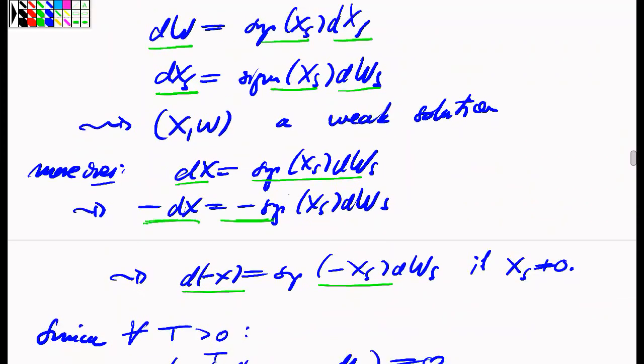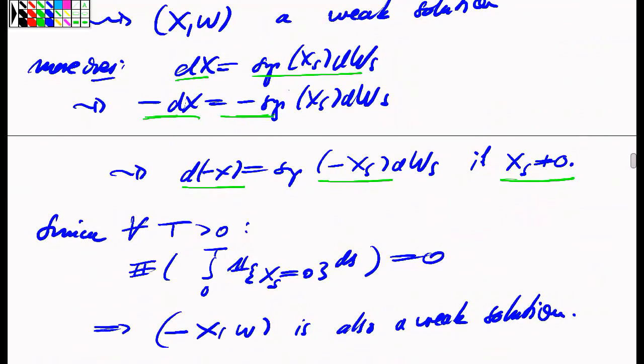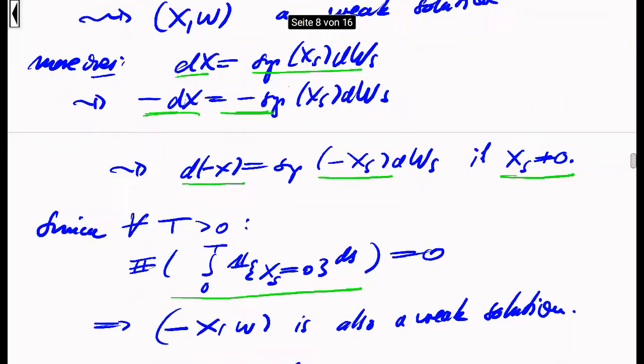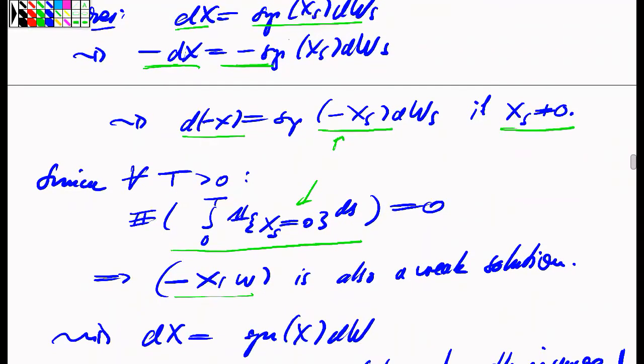Of course, the sign function that I've chosen here is not exactly anti-symmetric. There is one point where the anti-symmetry is broken. That's the point when x equals 0. But that does not play any role, because the total time that the process x spends at the position 0 is 0 in expectation, since the process x is a Brownian motion after all, it does spend 0 time at the location x equals 0. So this point of non-anti-symmetric behavior of the sign function does not play a role, and therefore I have convinced myself that also the process minus x, w is a weak solution.